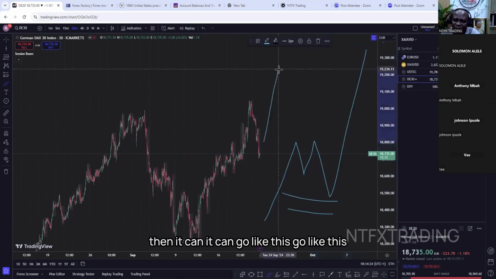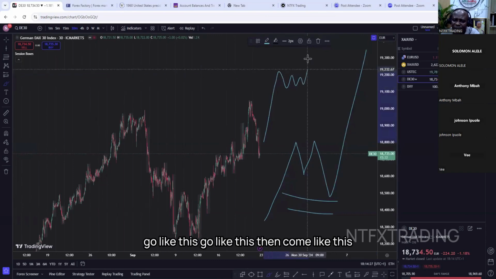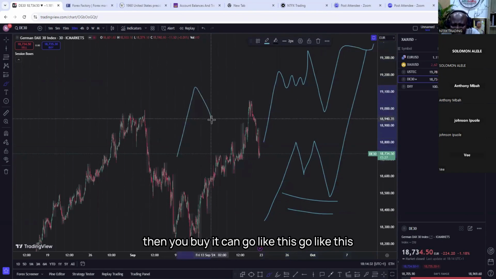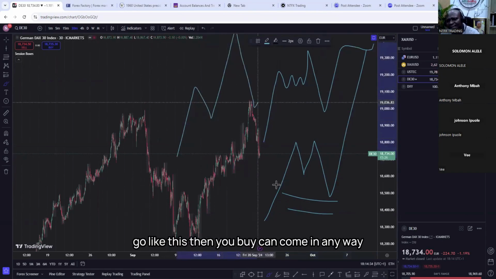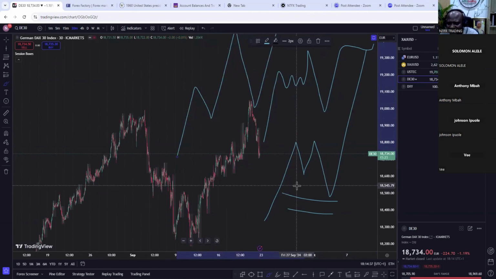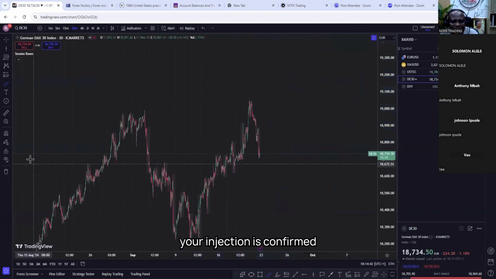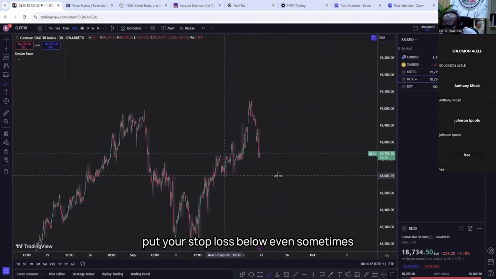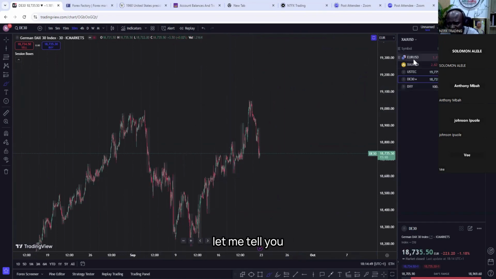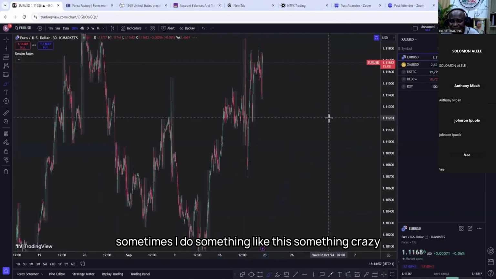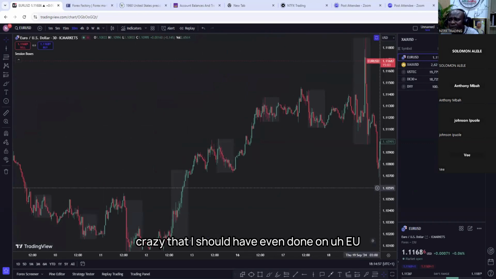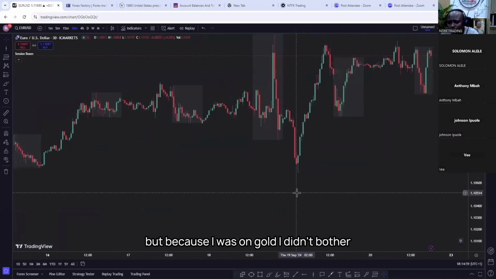It can go like this, go like this, then come like this, then you buy. It can come in any way, then you buy. But in as much as your injection is confirmed, that liquidity has been taken, put your stop loss below. Even sometimes, let me tell you, I do something crazy that I should have even done on EU, but because I was on gold, I didn't bother.